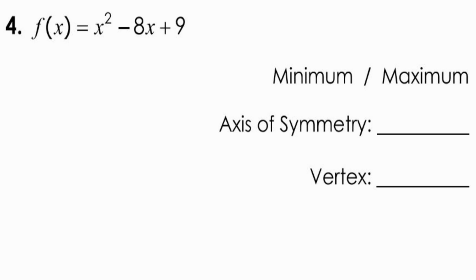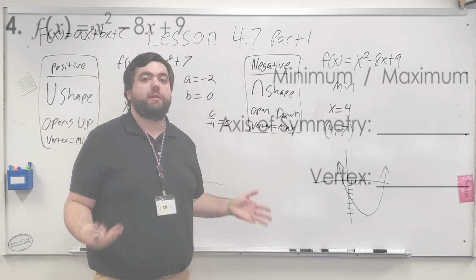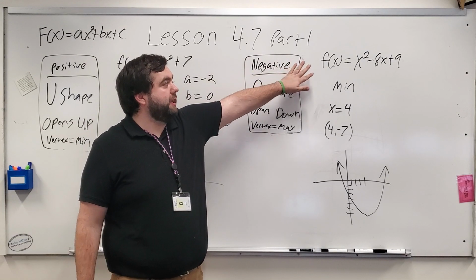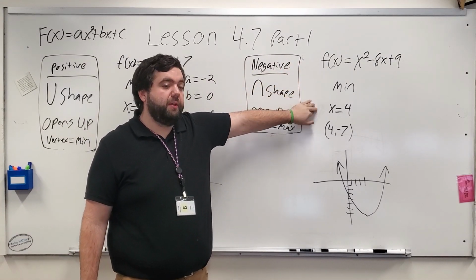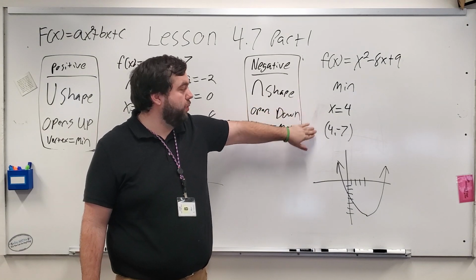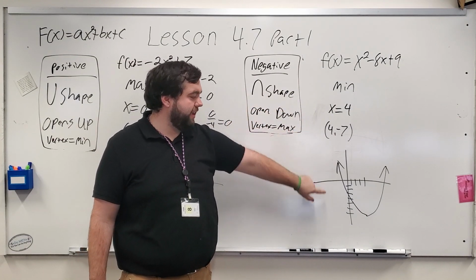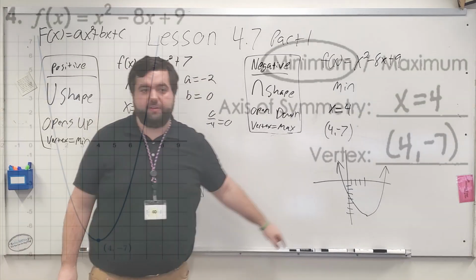Finally, give the last one a shot. Find the maximum, minimum, axis of symmetry, vertex, and give it a rough graph and see what you get. Alrighty, again, hopefully you gave it a shot. You ended up with a minimum, axis of symmetry being at 4. Plug in 4, you get negative 7, and a rough graph that looks like this.